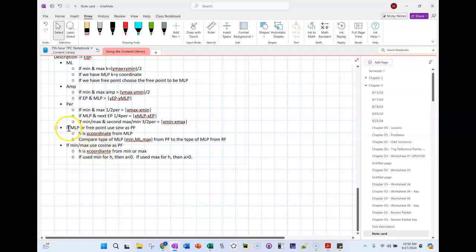If I have a midline point or a free point, the H is just going to be the x coordinate, and the type of midline point will determine the sign on A, whether it's followed by a min or a max. And then if I have mins and maxes, the H is going to be the x coordinate from either one, and the sign of A will be negative for min and positive for max.